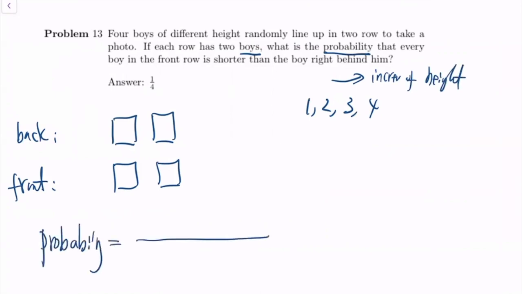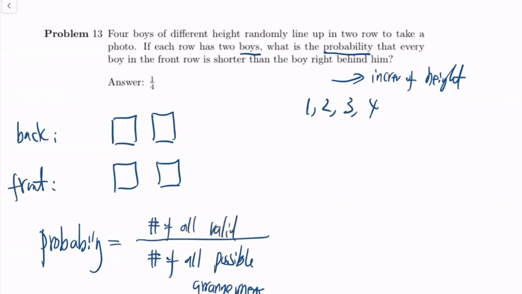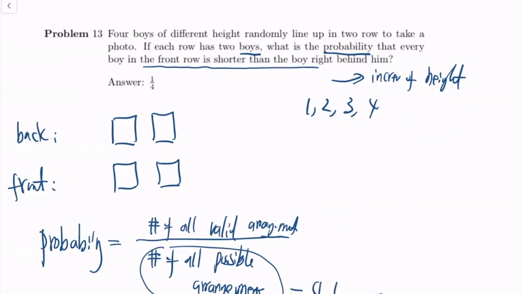Using the definition, probability is the number of all valid or desired arrangements over the number of all possible arrangements. The desired arrangement is that each boy in the front row is shorter than the boy right behind him. The total number of all possible arrangements is clearly 4 factorial, because there are four people shuffling around, which is 24. And then a little bit more challenging is finding the number of all valid arrangements.